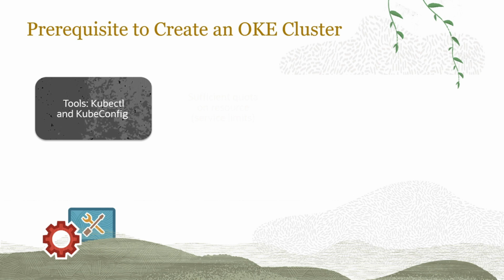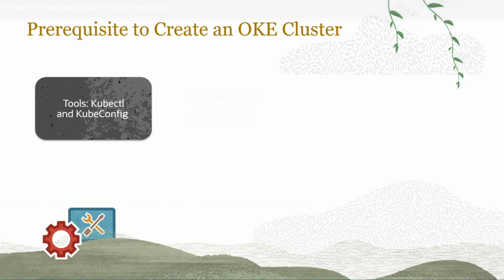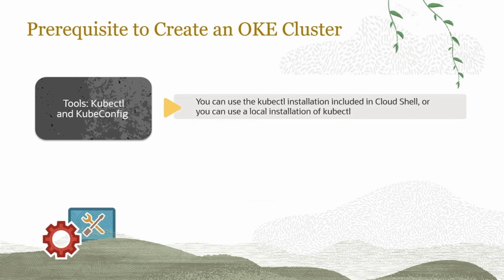In order to perform various Kubernetes operations on a cluster, there are a few key points you must know. First and foremost, you need to have the Kubernetes command line tool, also known as kubectl, at your disposal. You can either use the installation included in the Cloud Shell or set up a local installation of kubectl. We'll explore accessing a cluster using kubectl later on.